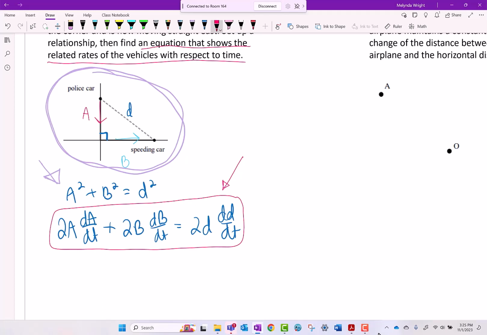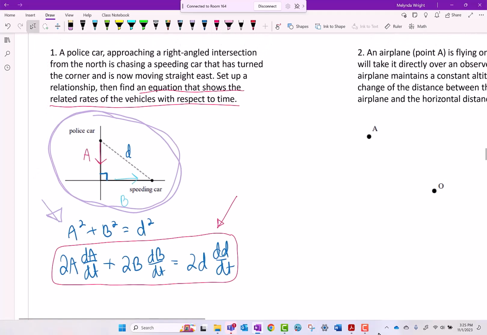Okay, so I want to pause here for just a moment. So this is the first 5 steps of related rates. Okay, are we okay with this one? We all good? Yes? Okay. So let's look at number 2.